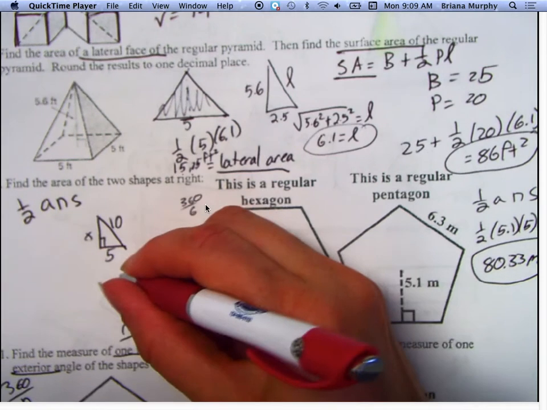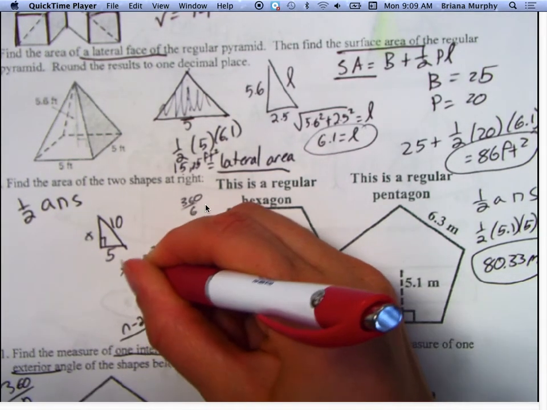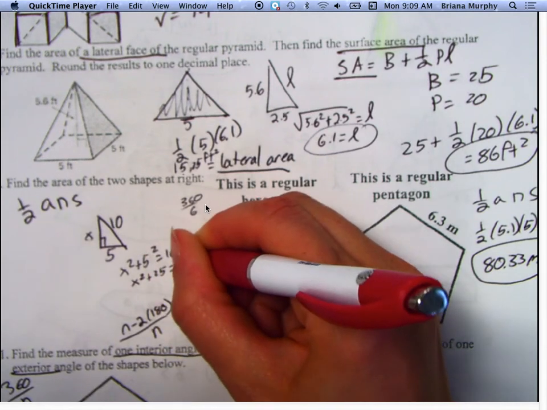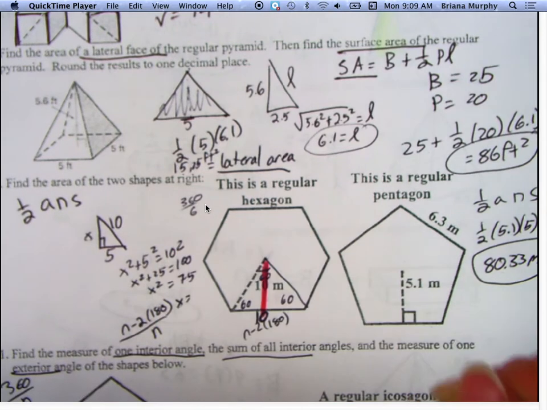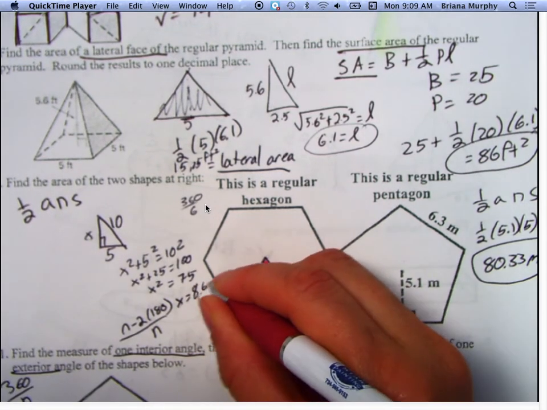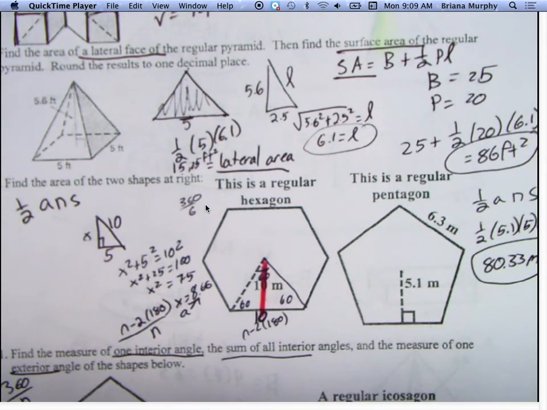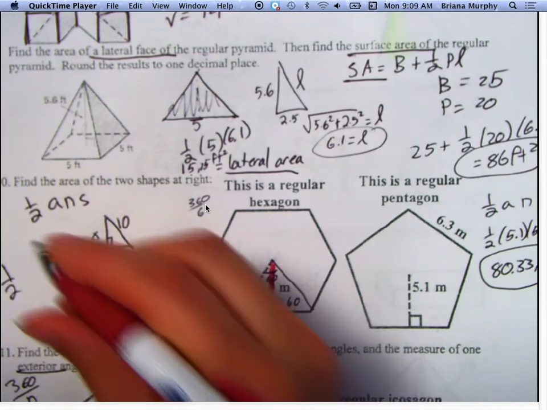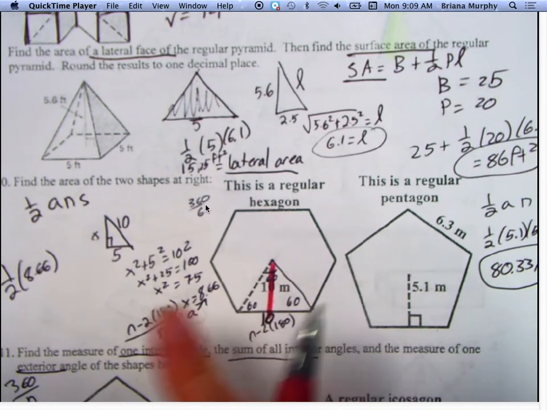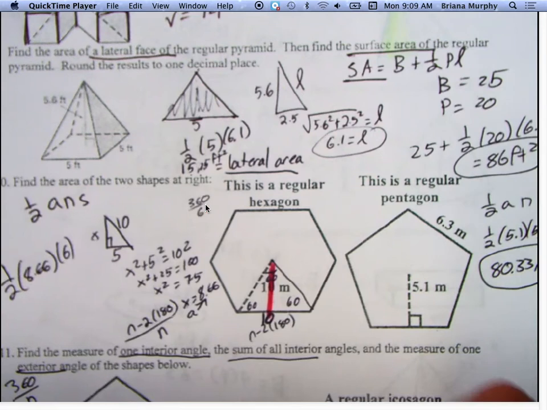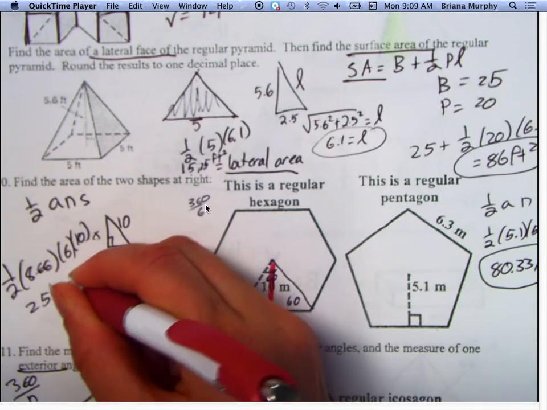Pythagorean theorem. x squared plus 5 squared equals 10 squared. So x squared plus 25 equals 100. So x squared equals 75. So x equals, what's the square root of 75? 8.66. So that's my apothem. Okay? So I'm going to go 1/2 the apothem, 8.66. How many sides does this have? What is the length of one of the sides? So I plug that into my calculator, and I should get 259.8 meters squared.